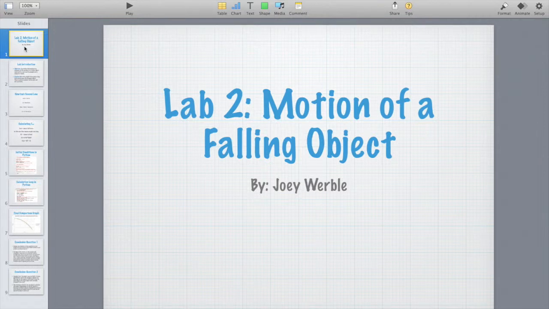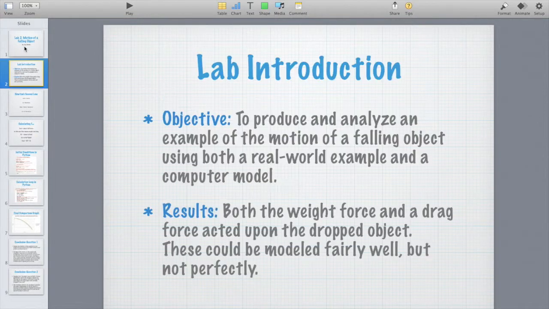This video is for Lab 2, Motion of a Falling Object. In this lab, we set out to produce and analyze an example of the motion of a falling object using both a real-world example and a computer model. Both the weight force and a drag force acted upon the dropped object. These could be modeled fairly well, but not perfectly.